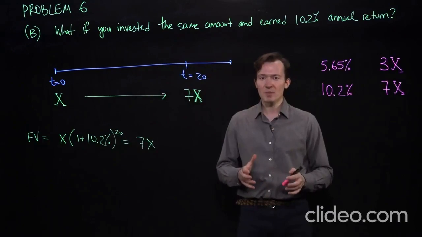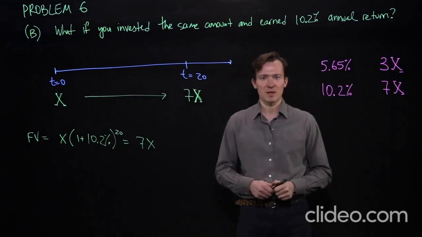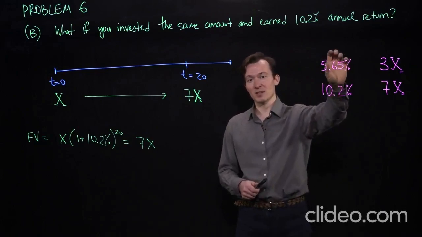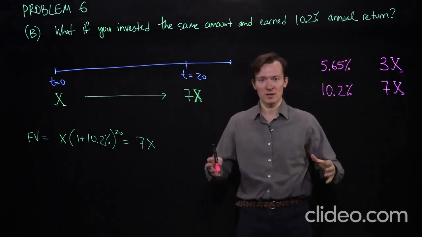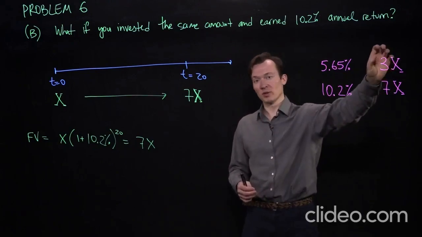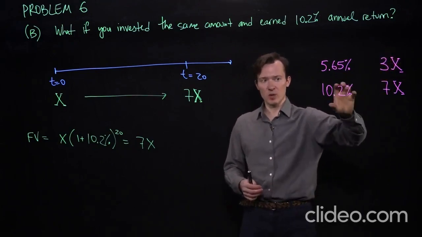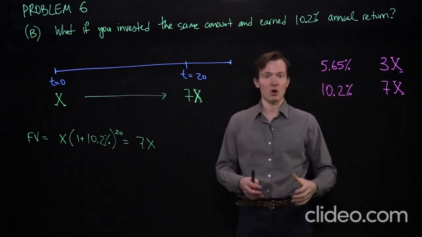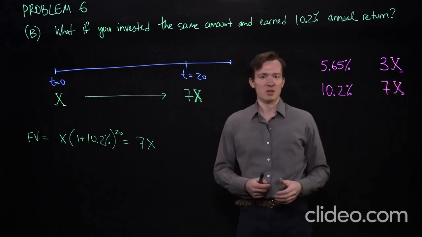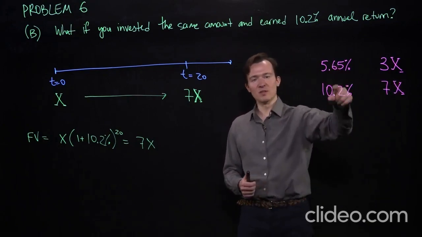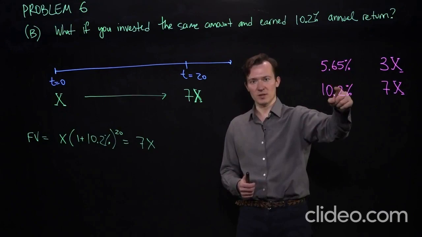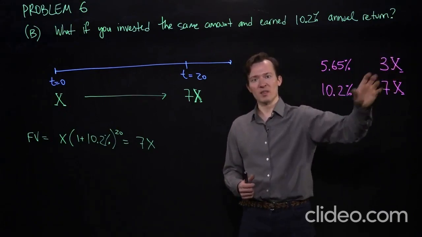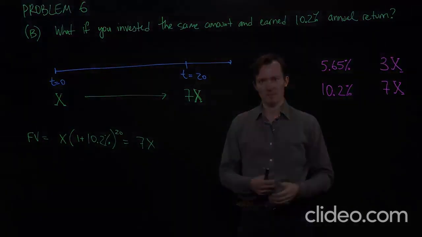So questions A and B give us the following information. If we invest X at 5.65% annual rate of return over 20 years, our wealth would grow 3 times. But if we invested at 10.2% annual return, our wealth would grow 7 times. So therefore, relatively small differences in annual interest rates may imply large differences in wealth over long time periods.